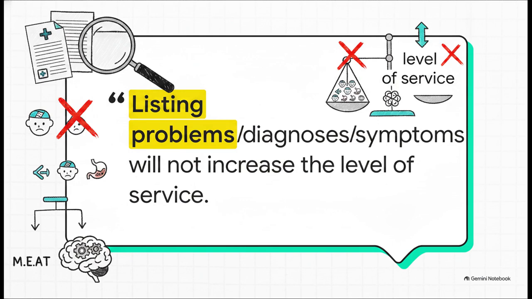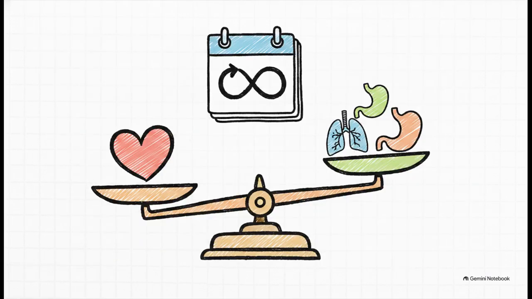Before we completely wrap this section, we've got to talk about the absolute golden rule of EM coding. Listing problems, diagnoses, or symptoms will not increase the level of service. Copy-pasting a massive problem list does not equal high complexity. If they're listing 20 symptoms but not actively managing them with monitor, evaluate, assess, or treat protocols, it does 0 to elevate your MDM level. End of story. And that is the perfect jumping-off point for what's next.